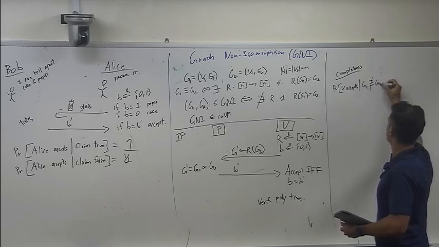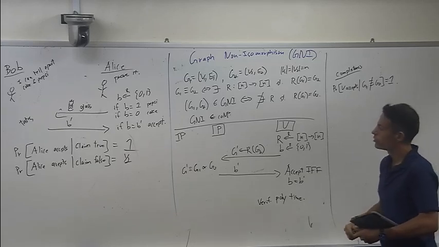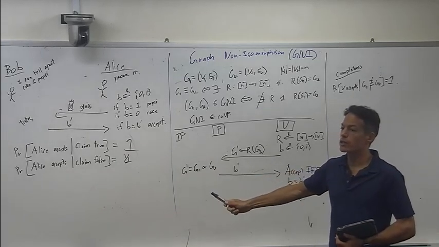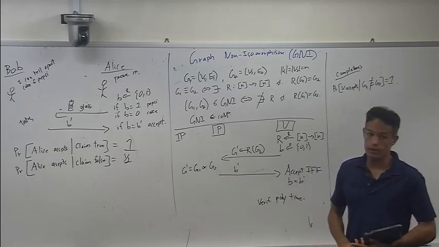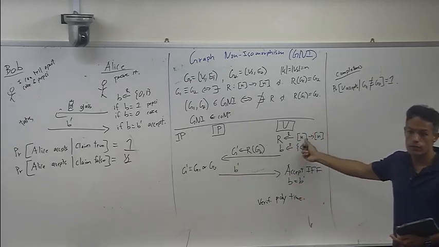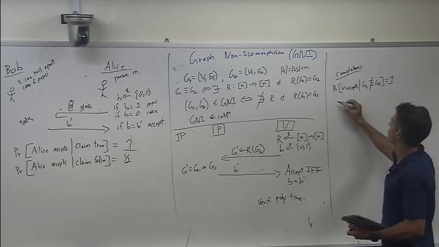Not isomorphic. G2 is 1. It's perfect. A computationally unbounded prover can always figure out which one was sent. And it doesn't matter how random this is, it's always able to figure it out. Okay, so that's great.